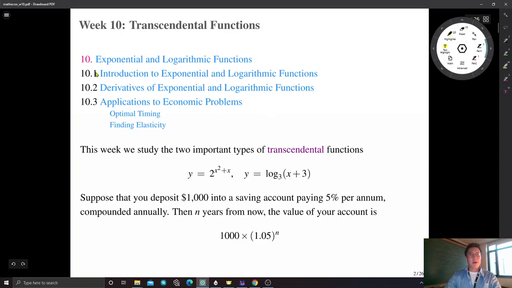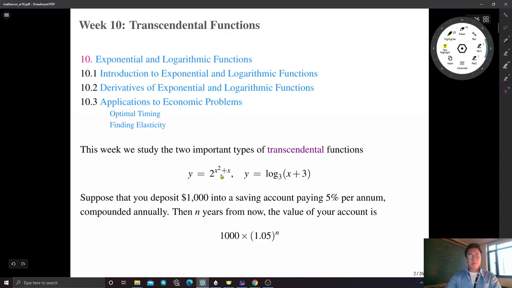So I first divide the chapter into three subsections, and in the first subsection we are going to talk about basic properties of these two functions. In the second, we are going to study how to take the derivative. In the third, we are going to study some applications. Alright, so the main topics in chapter 10 are two transcendental functions, exponential, that looks like this, and logarithmic function. Okay?